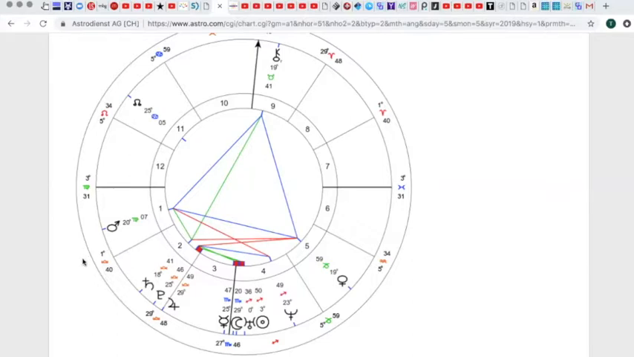Okay, so Libra rules your second house. So what is the planet that rules Libra? Go back to the poem. Venus, exactly.